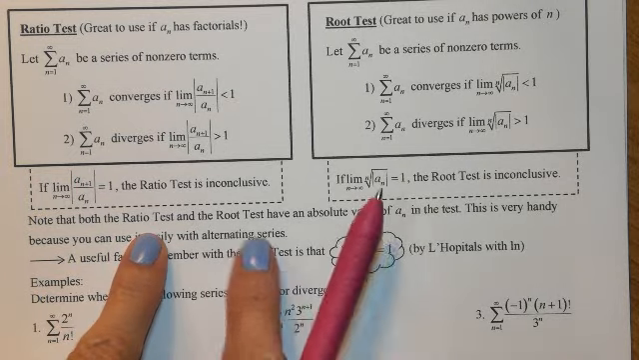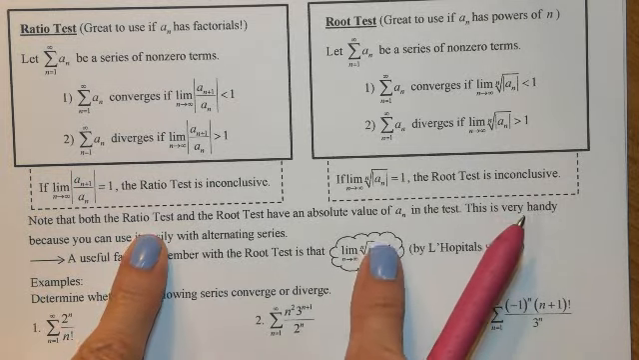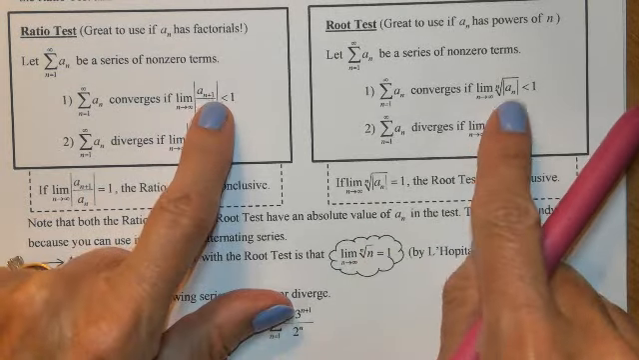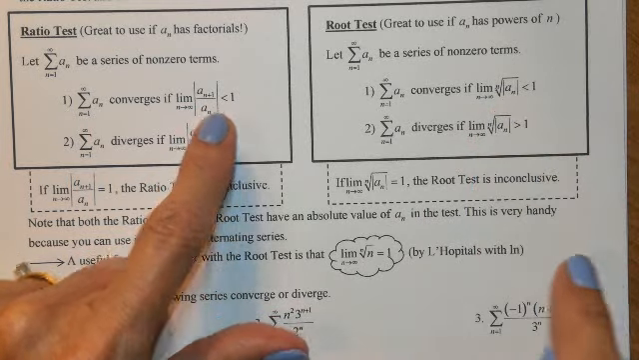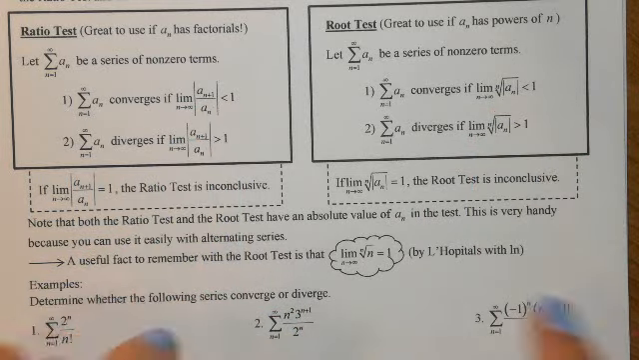Note that the ratio test and the root test both have this absolute value in it, right? That makes it very handy to use with alternating series. So if the alternating series test looks like it would be confusing to use, go and use a ratio test or root test. Okay?